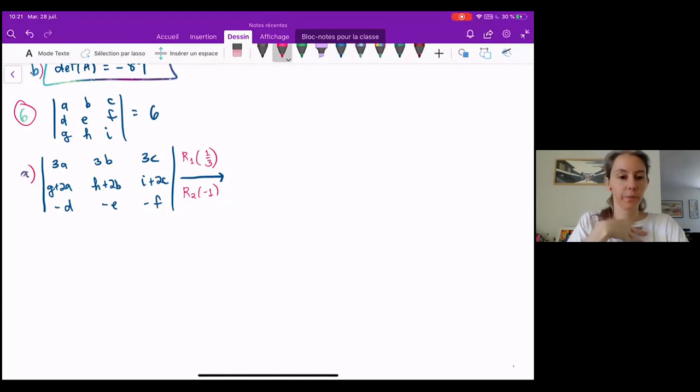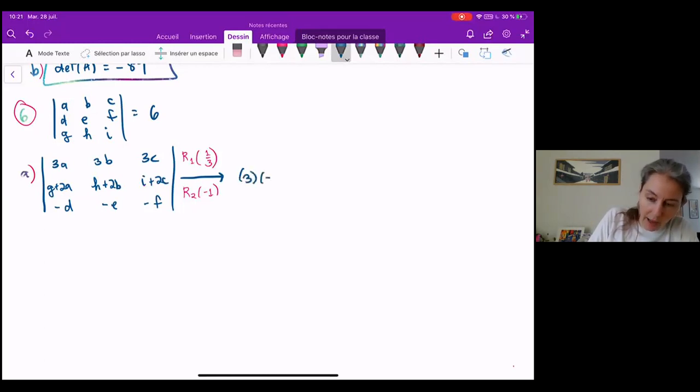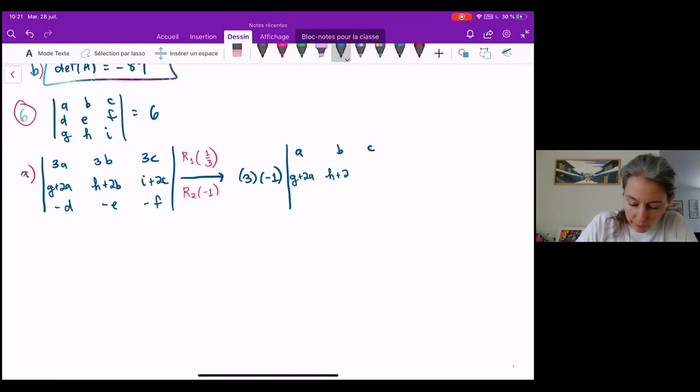Exactly. So we're going to undo the things we did. I'm going to put a positive 3 out front and a negative 1. Doing row 2 times negative 1 is also not really useful at this point, and we'll see why in just a second. So this gives me A, B, C, G plus 2A, H plus 2B, I plus 2C.